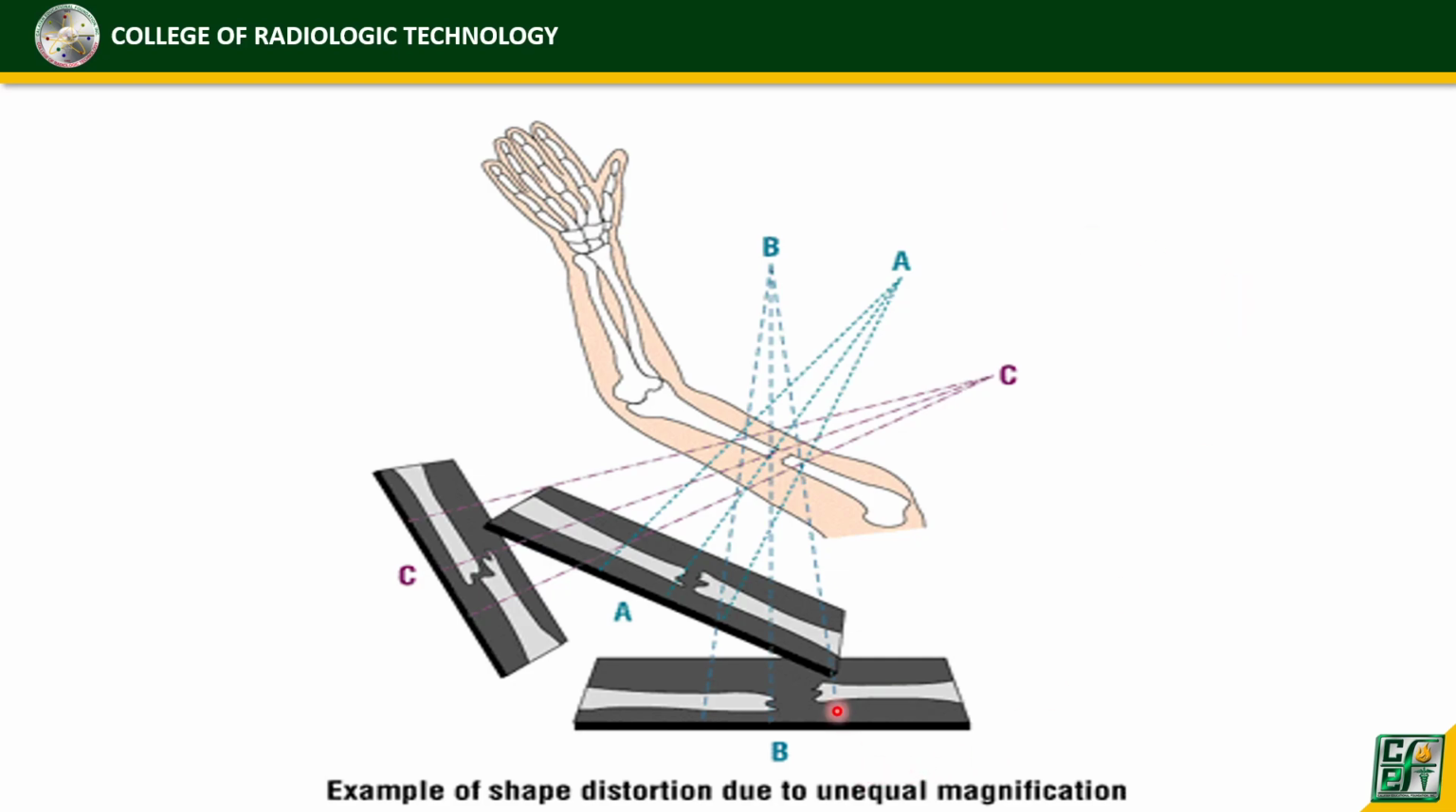Dito, okay, sa letter B, elongation. Sa letter C, foreshortening. Lumiit yung space ng fracture. Parang mag-overlap sila. Okay? So, foreshortening, elongation. Ito, magnification. Okay?